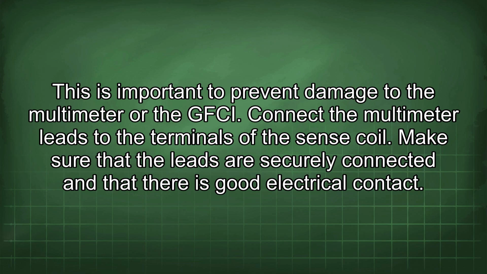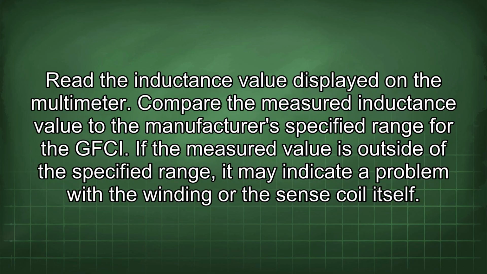Connect the multimeter leads to the terminals of the sense coil. Make sure that the leads are securely connected and that there is good electrical contact. Read the inductance value displayed in the multimeter. Compare the measured inductance value to the manufacturer's specified range for the GFCI.